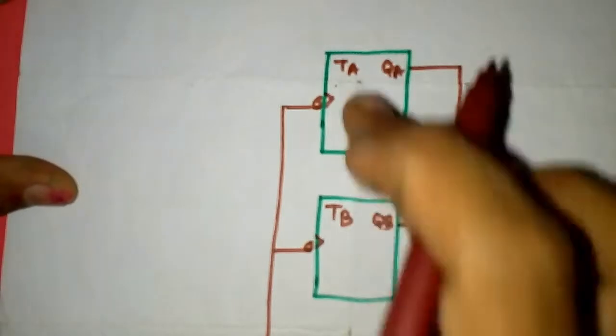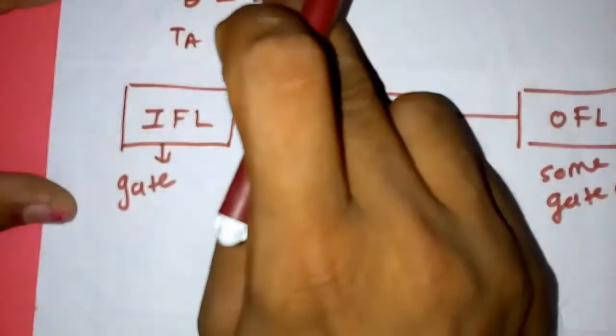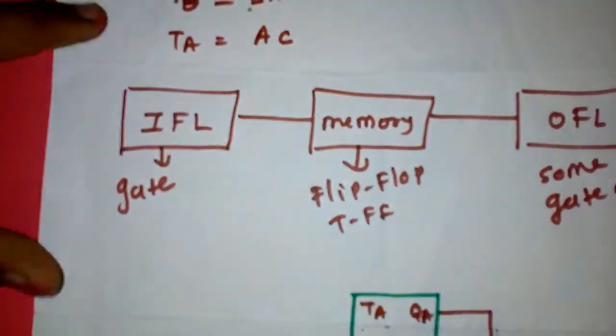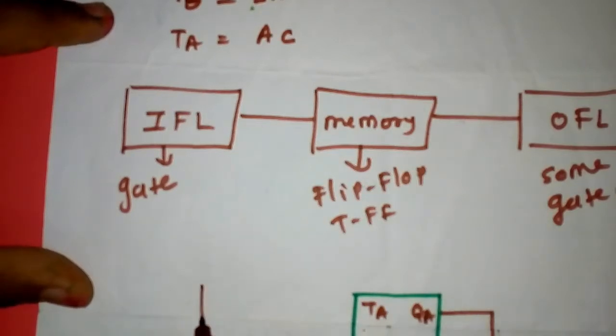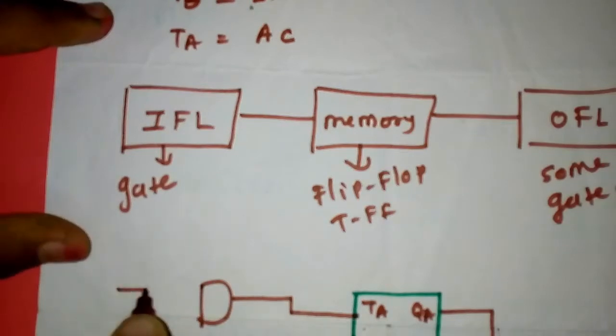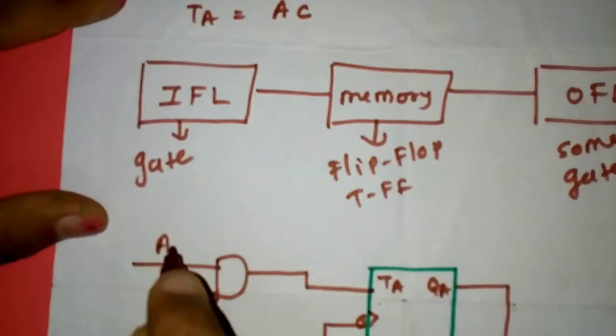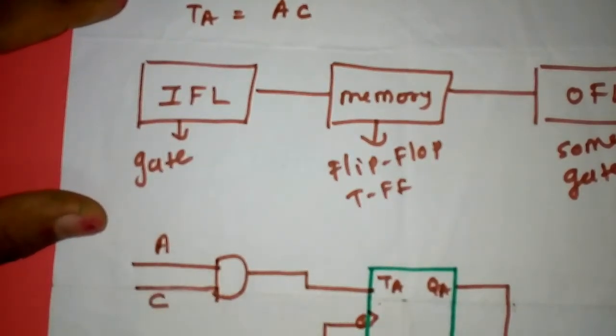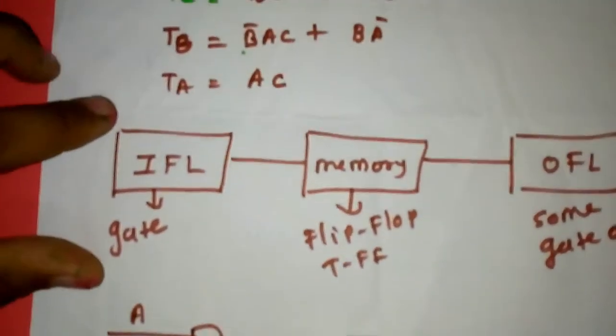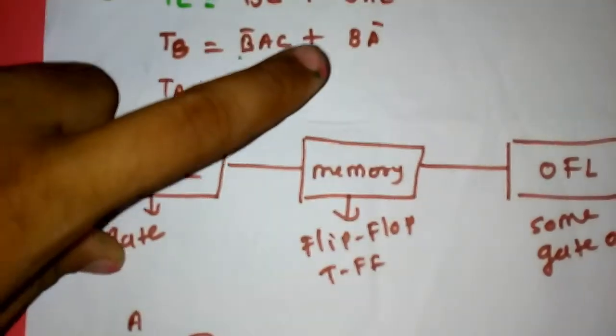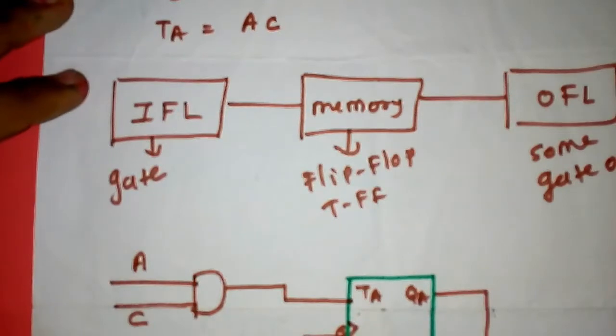After that, T of A. What is the equation of T of A? The equation of T of A is A C. So we just give one AND gate and give the inputs: this one A, this one C. After that, what is the equation of T of B? B bar A C plus B A bar. So we make the gates.